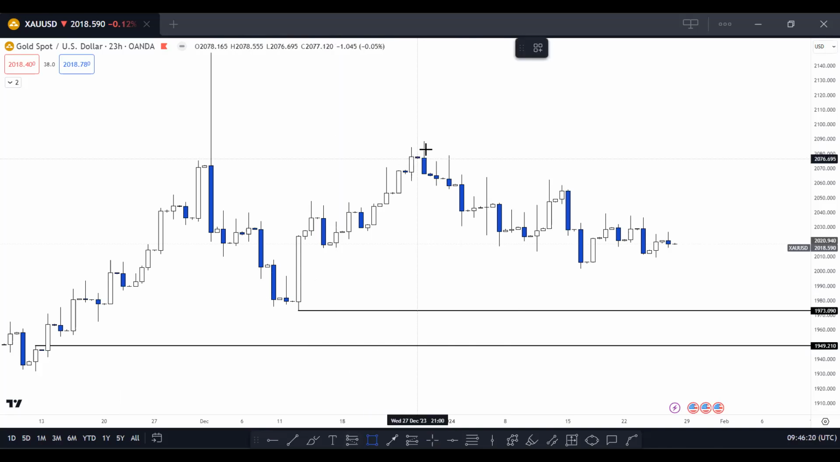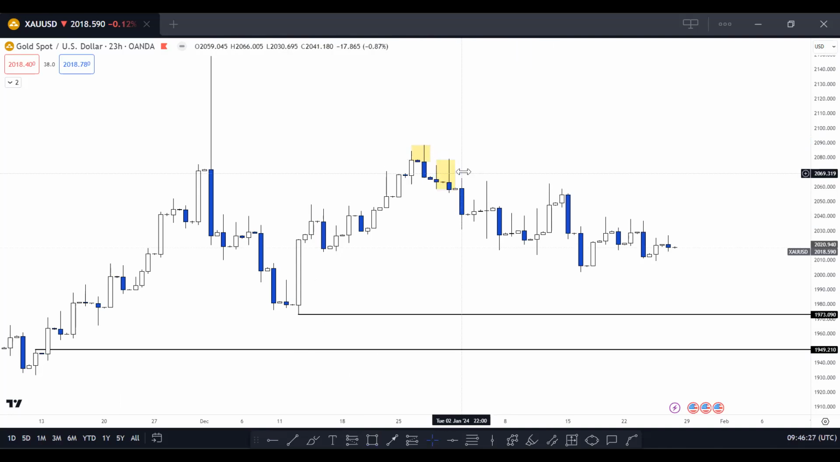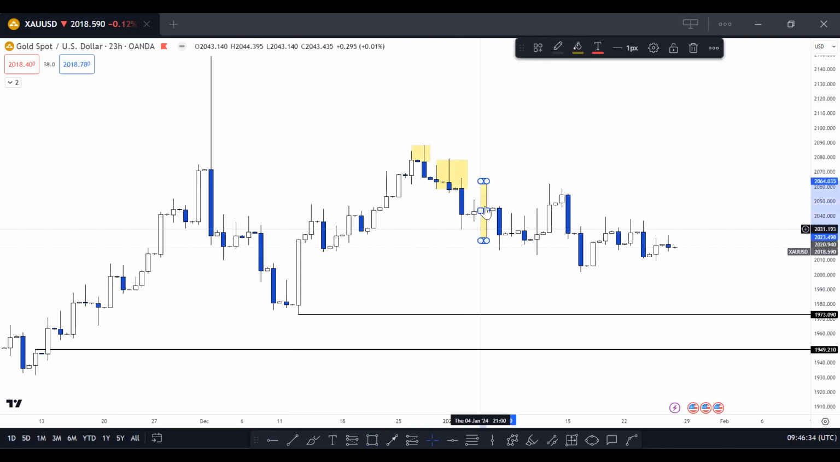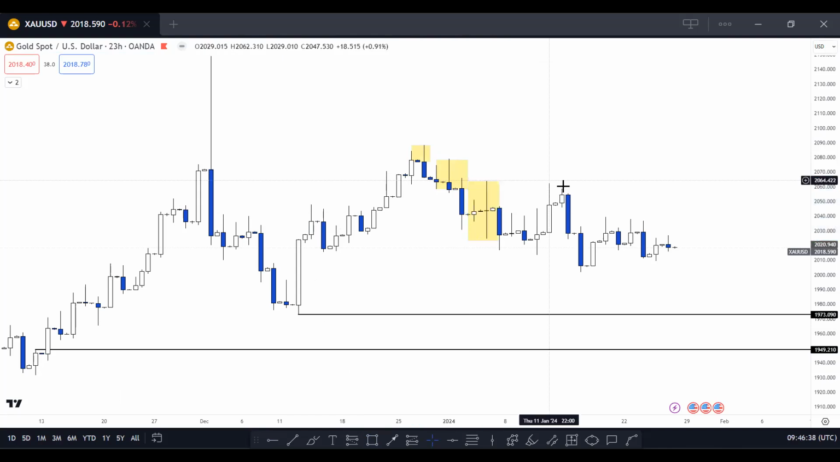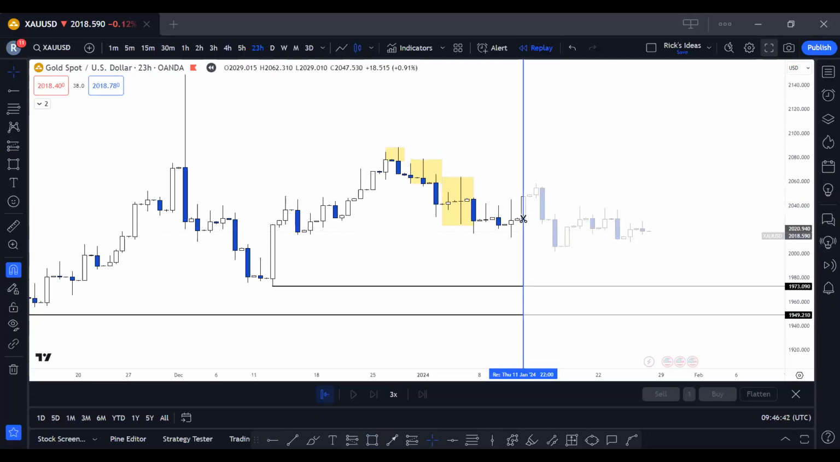So first range, second range, third range, right? And that was before I caught this move. So I'm going to replay mode.